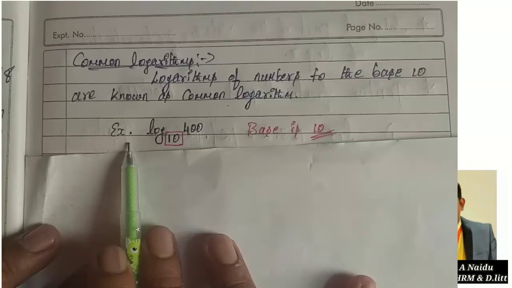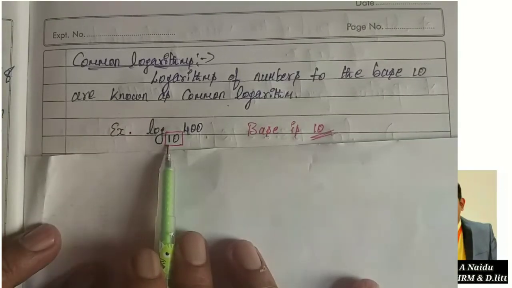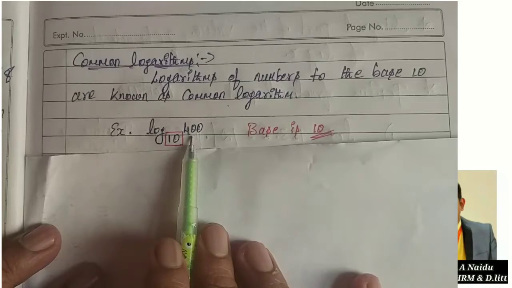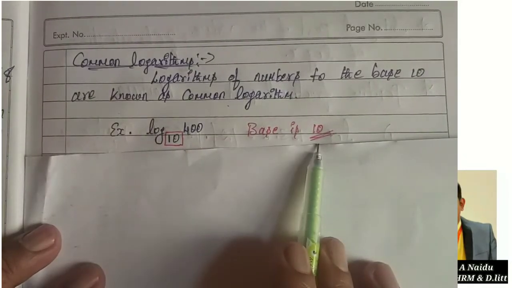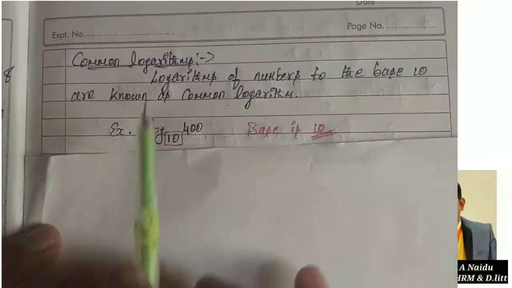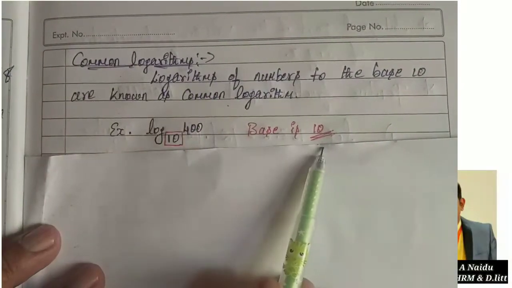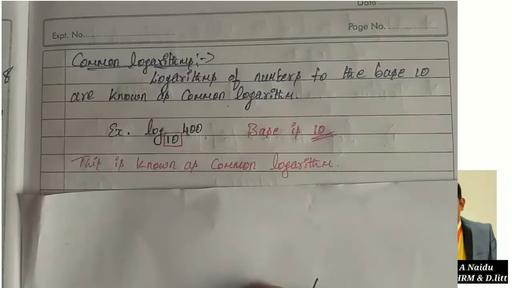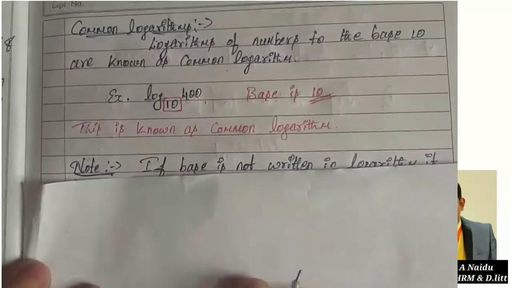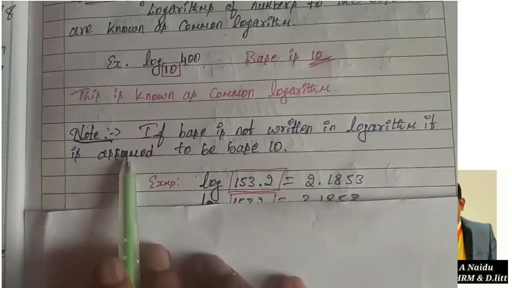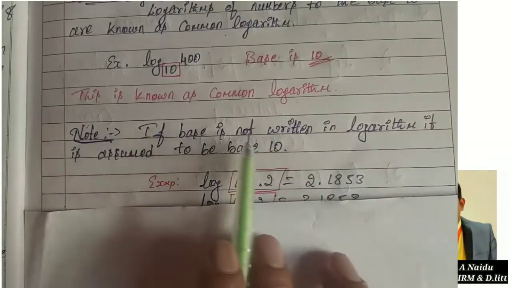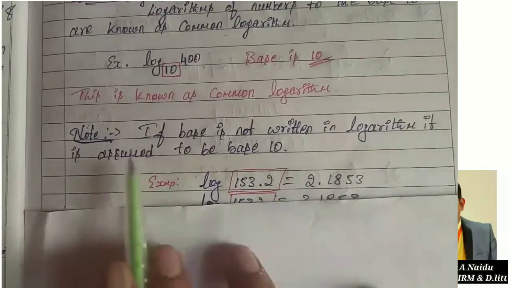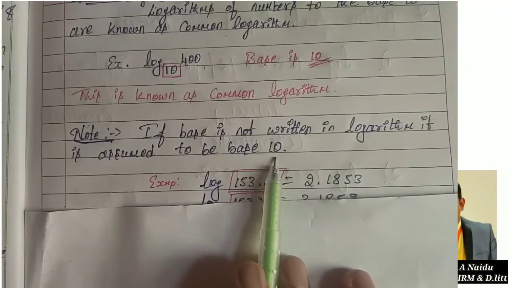Here I have written one example for the same, that is log base 10 of 400. So what is the base here? 10. When the base is 10, that is called common logarithm. Okay, so I have written a note here. Note: if the base is not written in logarithm, it is assumed to be base 10. If it is not there also, we assume it as 10.